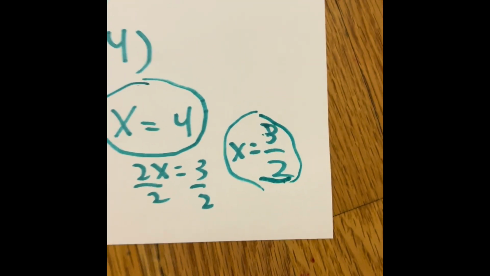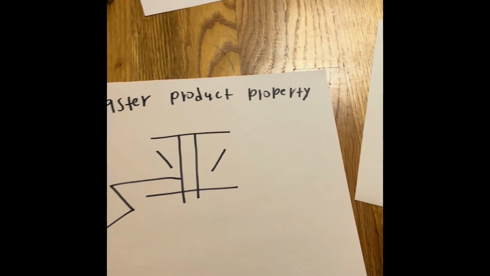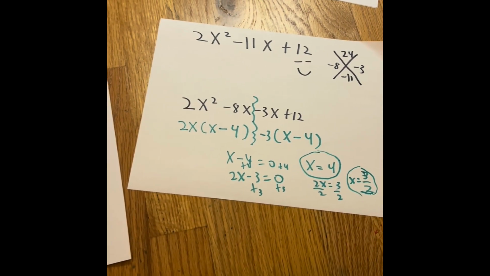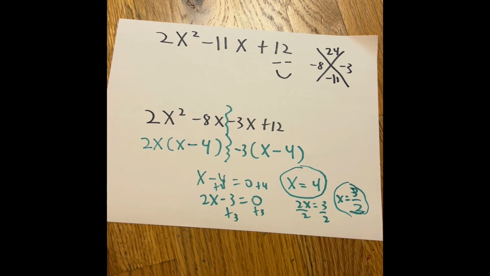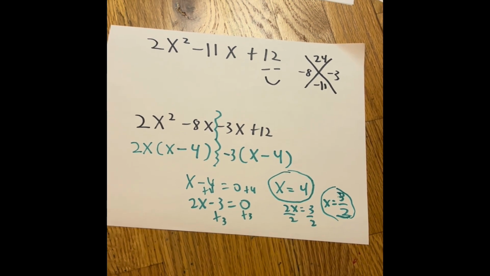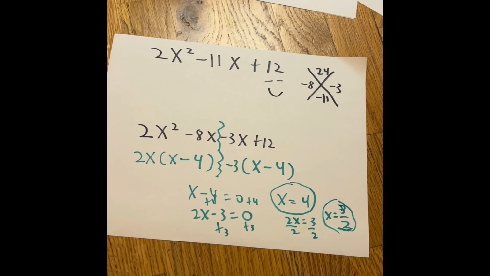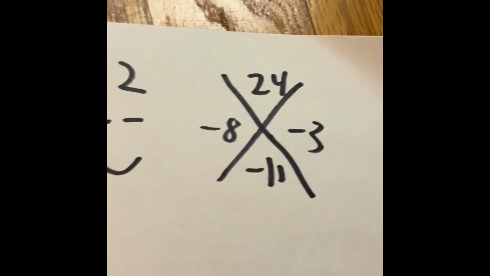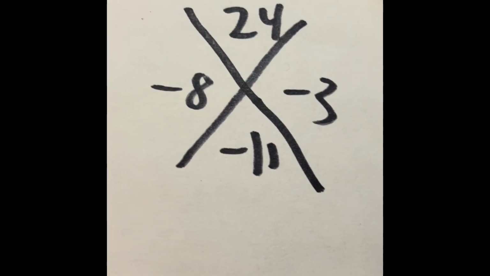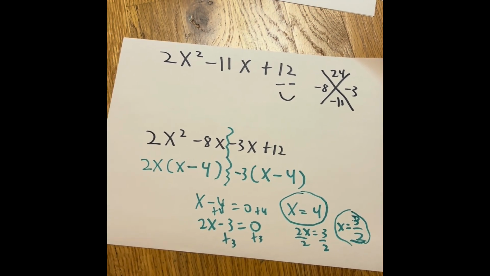So that is how you do the master product property. I hope this video has helped you understand it. This strategy is often used for much bigger numbers, and it's easier to use if you don't want to guess and check, or if the numbers are really big and hard to find a greatest common factor. Also, it's useful if it's hard to know what number to multiply by and what two numbers could also add up. So that's why the master product property works.